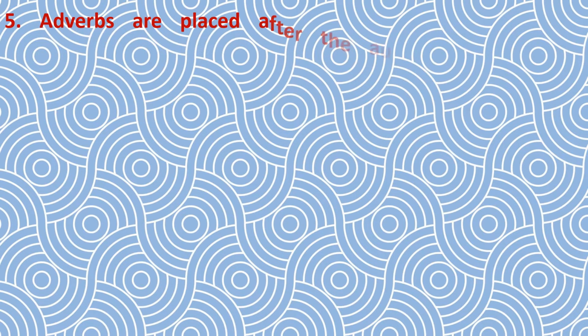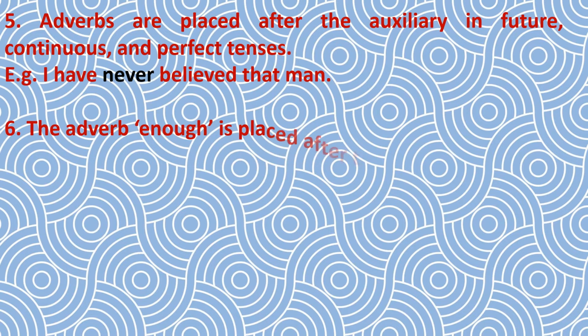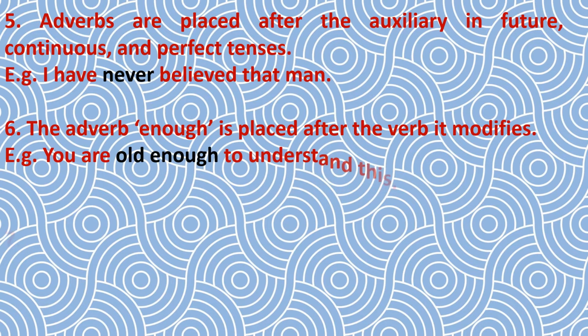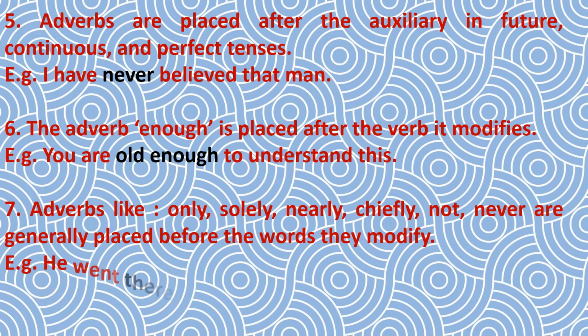Moving on towards the fifth one. Adverbs are placed after the auxiliary in future, continuous and perfect tenses. So, whenever there is an auxiliary, have, had, has, shall, these are all auxiliary types of verbs. Whether it is in future we have shall, will, have. In the continuous, will have, shall have, like that. So whenever these kinds of auxiliary verbs are there, you use the adverb after the auxiliary verb. I have is the auxiliary verb. I have never believed that man.